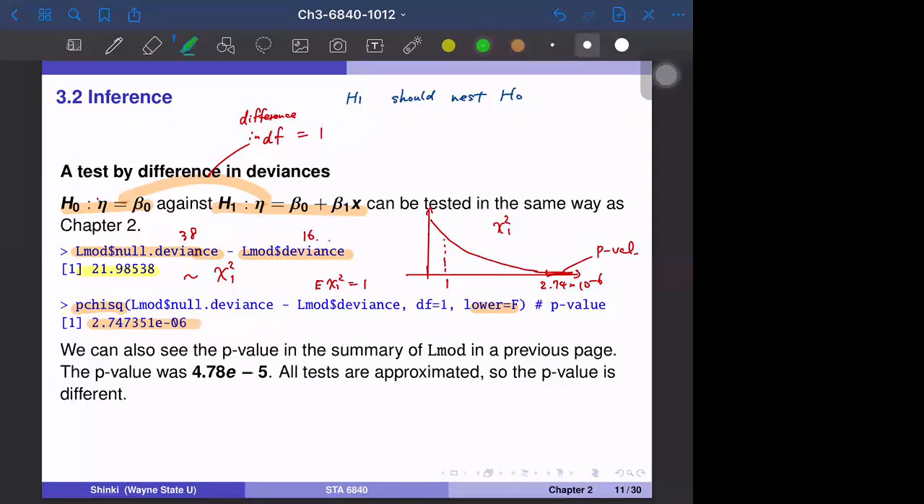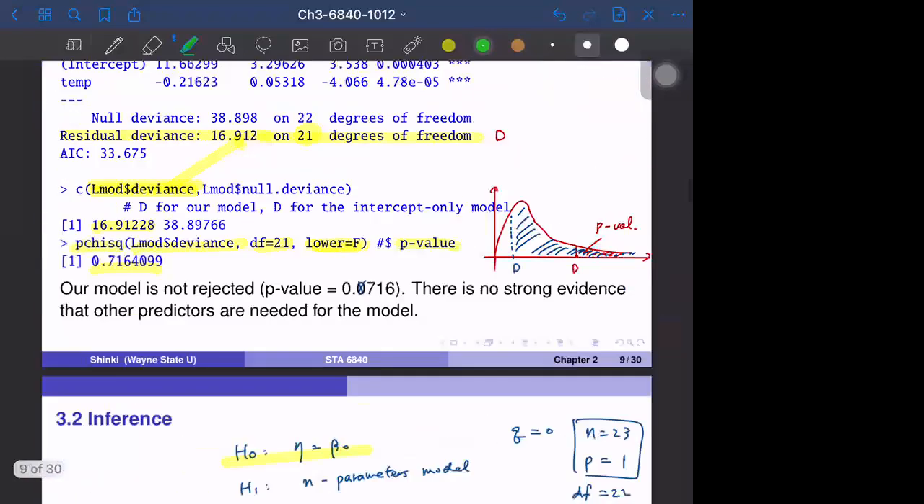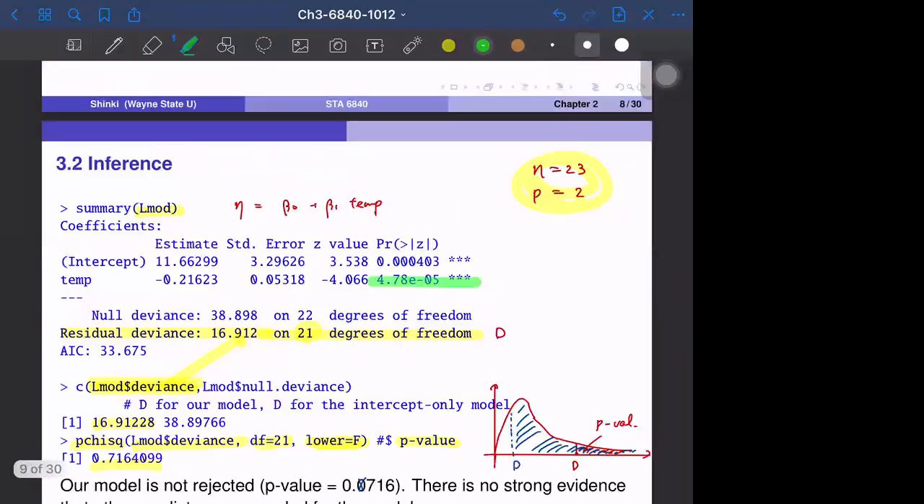Another way is to focus on beta 1. If beta 1 is significant, then H0 should be rejected. That p-value is given in the original output, where you can see the p-value for temperature. This is the p-value for beta 1 hat, which is 4.78 times 10 to the power negative 5. So this is highly significant.